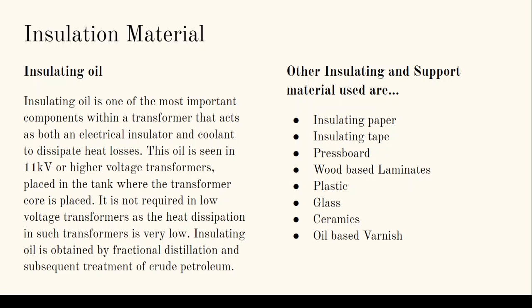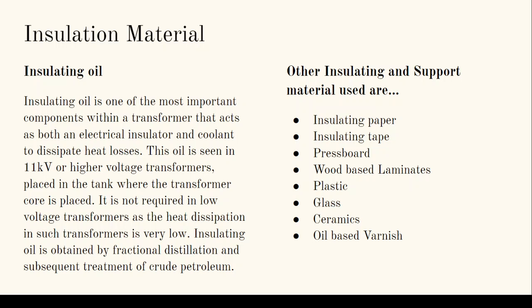Now, talking about insulation paper, when I have two windings close to each other, I put an insulation paper in between. If I want to have the windings held together, I bind it up with the tape. If I want to hold windings and space them up from each other, I put press boards in between. If I want to hold the conductors, the incoming and outgoing lines of the transformer windings, then I use wood or wood-based laminates to hold them in place.